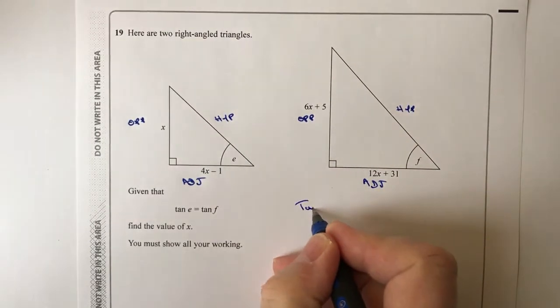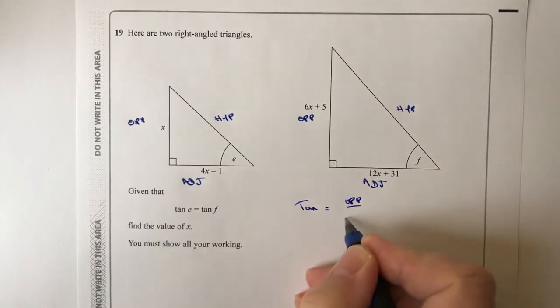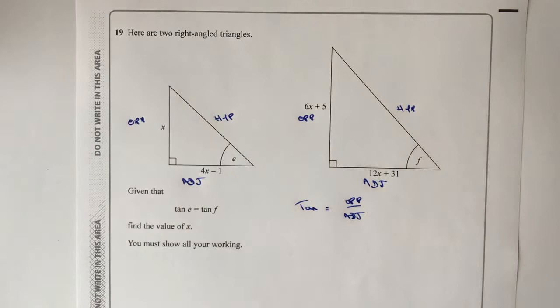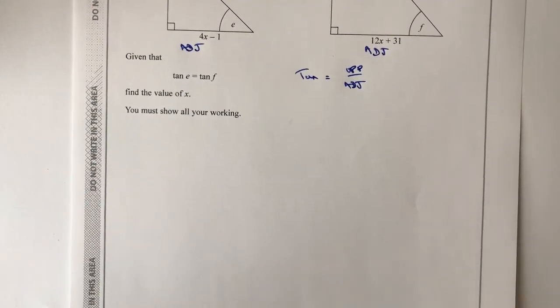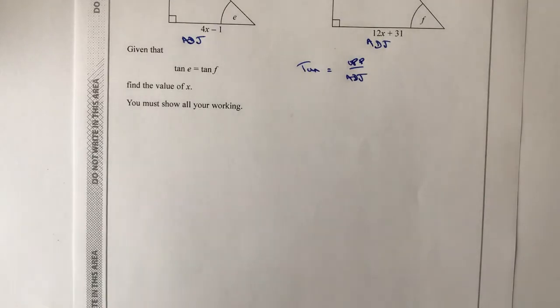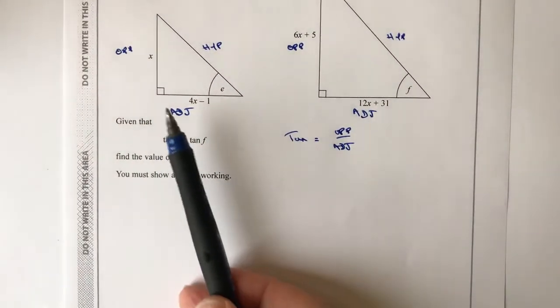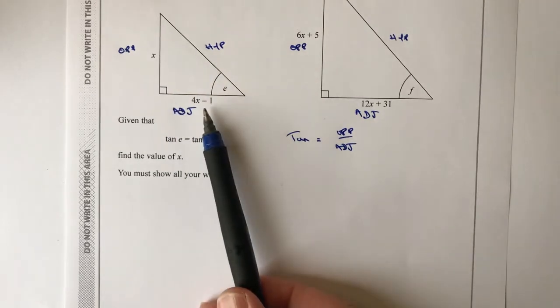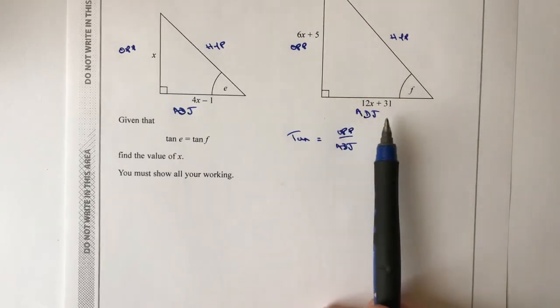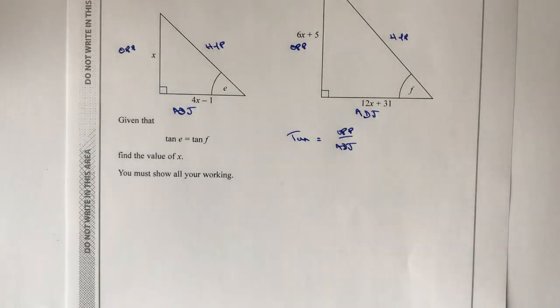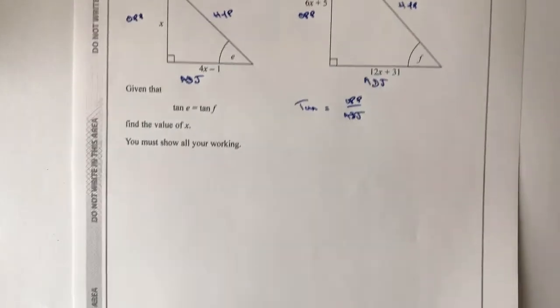We can say that tangent equals opposite divided by adjacent, and that's what we're interested in applying with this particular question. Now, it is a little bit tricky to work through, but hopefully you'll be able to follow me. The tangent of this first triangle is x divided by 4x minus 1, and the tangent of this angle, F, is going to be 6x plus 5 divided by 12x plus 31. We're going to use this information to work out the value of x.